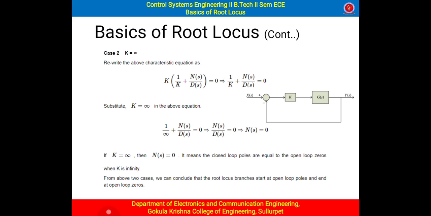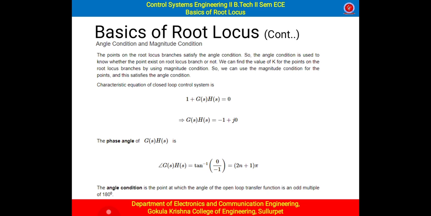So we can see the statement. It means that the closed loop poles equal the open loop zeros. So when K is infinity, the ending point of the root locus is the open loop zeros. So from the above two cases, we can conclude that root locus branches start at open loop poles and end at open loop zeros. Now two more properties: angle condition and magnitude condition.